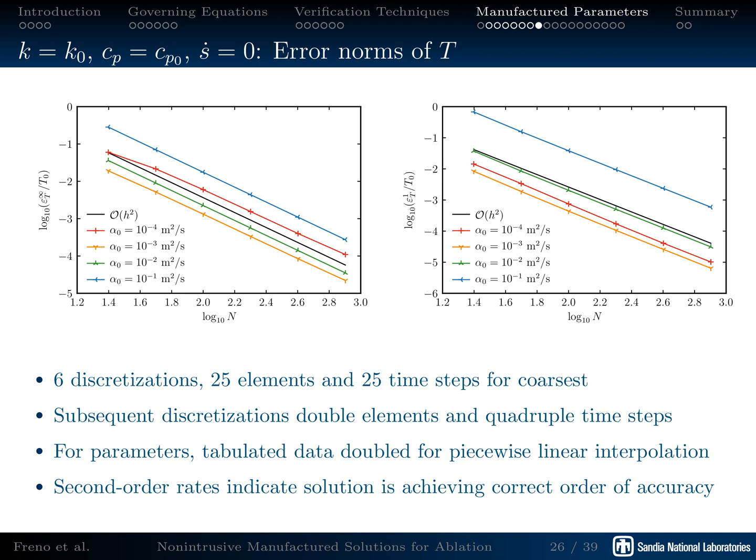We use 6 discretizations. Because the spatial discretization is expected to be second-order accurate and the temporal discretization is expected to be first-order accurate, we double the amount of elements and quadruple the amount of time steps for each subsequent discretization. Additionally, for the piecewise linear interpolation of the tabulated parameters, we double the amount of data for each discretization. Therefore, we expect these convergence rates for the temperature error norms to be second-order, which they are.